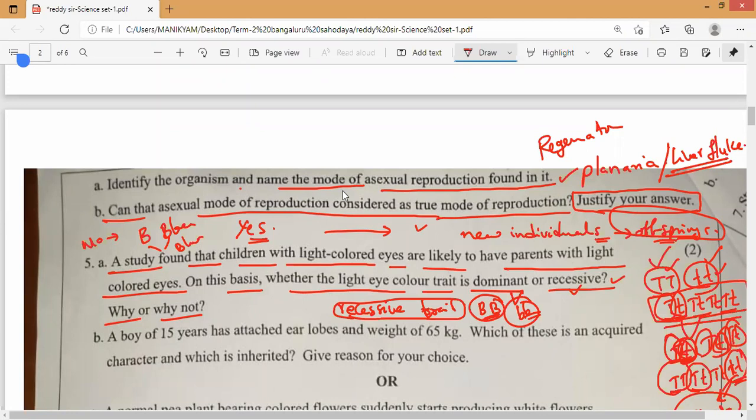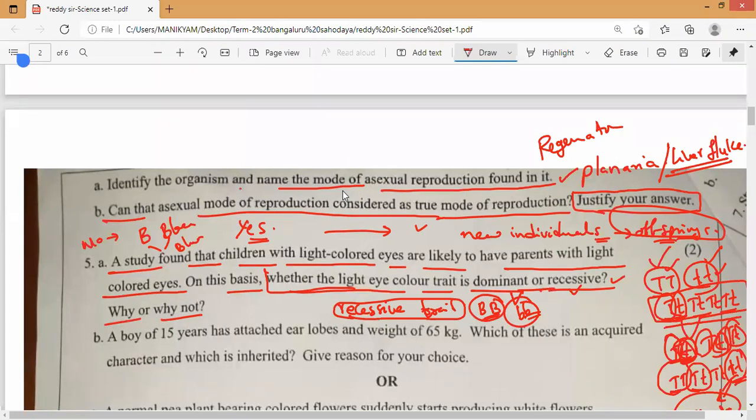That is what I am saying. Hope you all understand. We cannot make a statement with certainty about whether light color is dominant or recessive on its own, because we don't know whether both parents have blue eyes or only one parent has blue eyes. For this half of the question alone, whether the light eye color trait is dominant or recessive, we cannot predict it. It may be either dominant or recessive.